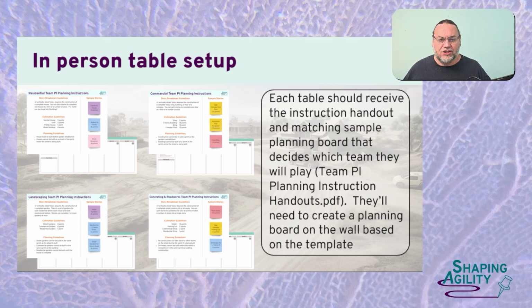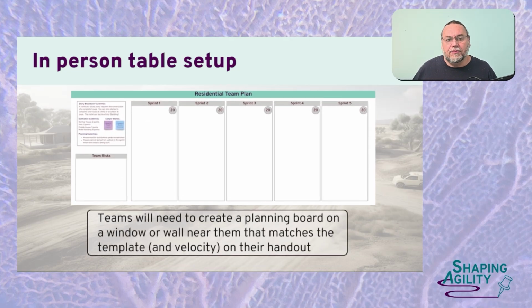Along with their instruction handout, they will have a planning board, and whichever handout you give the team, that's the flavor of the team that they're going to be. So the handout you give them with the sample plan is really just there so they've got a template to work from when they set up their wall. I would recommend a wall, or a window near them, using post-it notes to indicate sprint by sprint, and of course post-it notes to indicate their available velocity in each of those sprints.